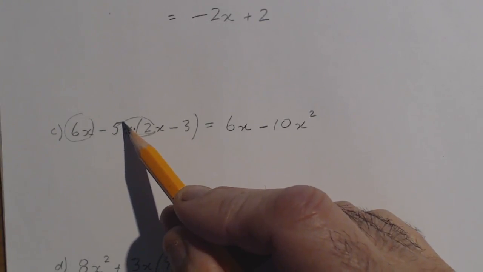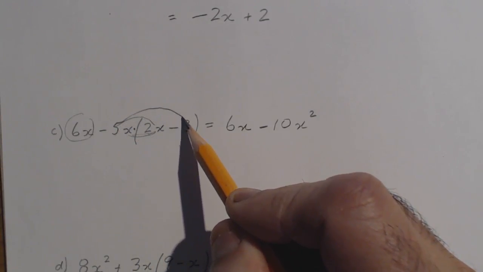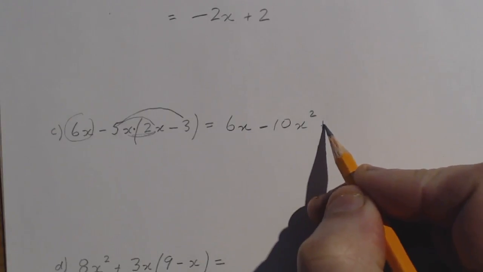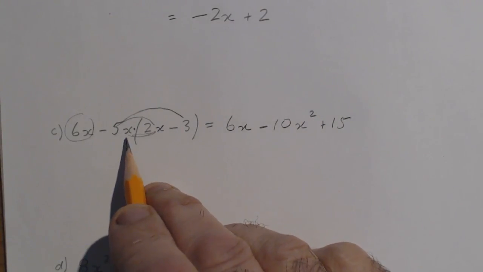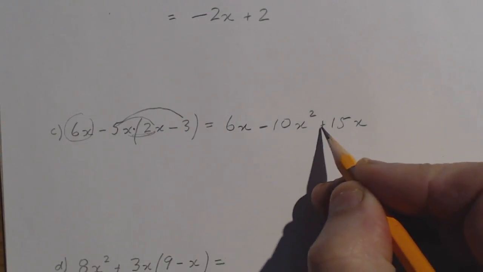Now I multiply minus 5x times minus 3. Negative times a negative gives a positive. 5 times 3 gives 15, and we have the x there. So plus 15x.